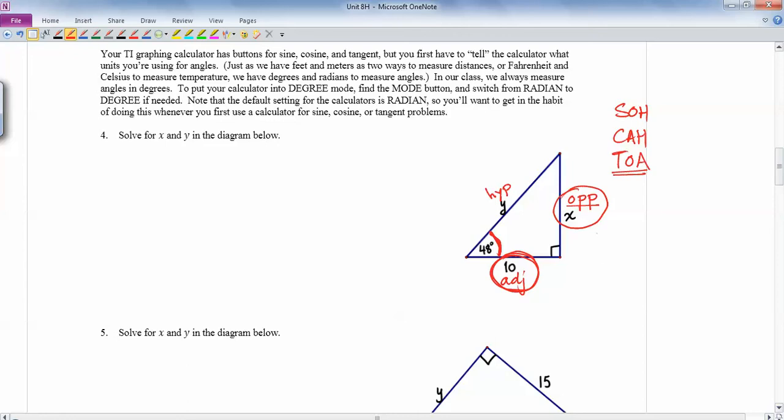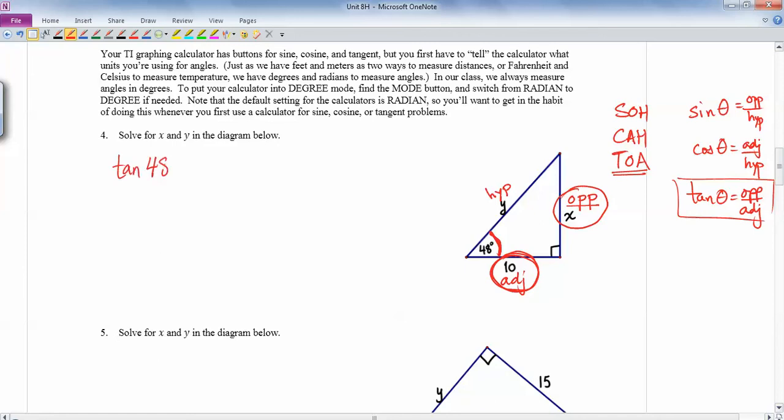Right? And I'll rewrite: sine of theta equals opposite over hypotenuse, cosine of theta equals adjacent over hypotenuse, tan of theta equals opposite over adjacent. Okay, so the one that uses opposite and adjacent is tangent. So let's set up our problem here. Tan of 48 is going to be the opposite side over the adjacent side. To get x by itself, I could just multiply both sides by 10, and we get this: 10 tan 48 equals x.